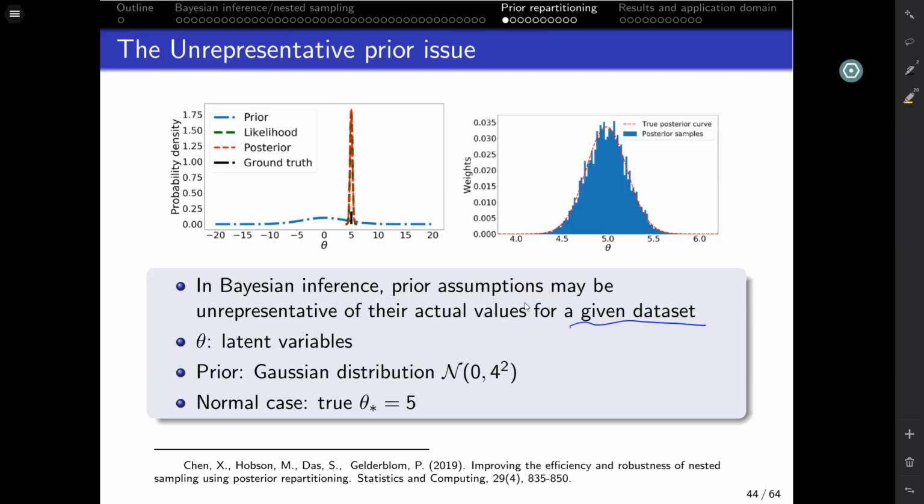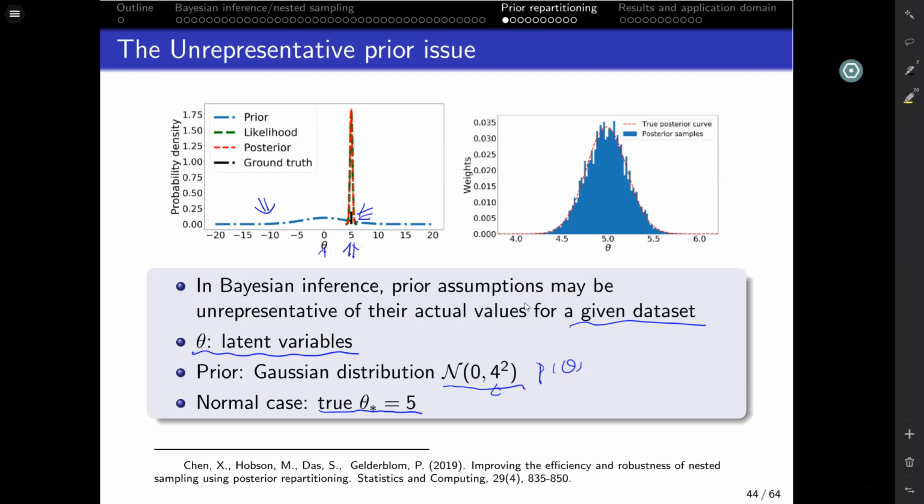in a software platform. As an illustration, let's first define theta again as the latent variables, and we have a prior p(theta). That's a Gaussian distribution with zero mean and standard deviation 4. That's the flat dash-dotted blue curve here. We have zero mean, and in this standard case, we have a truth theta star equal to 5. That's here in the black line.